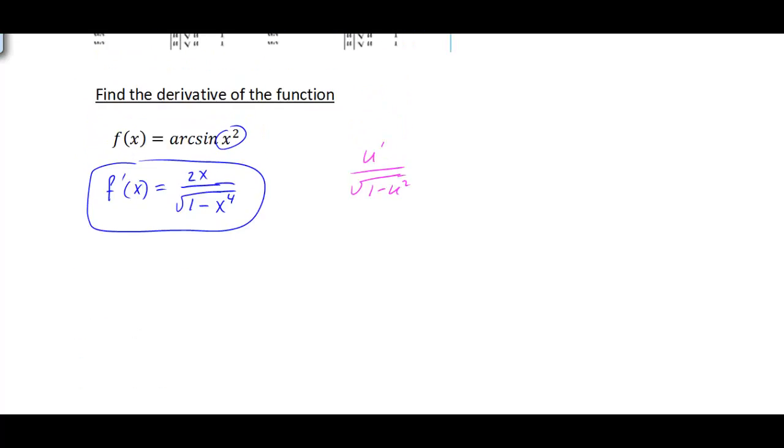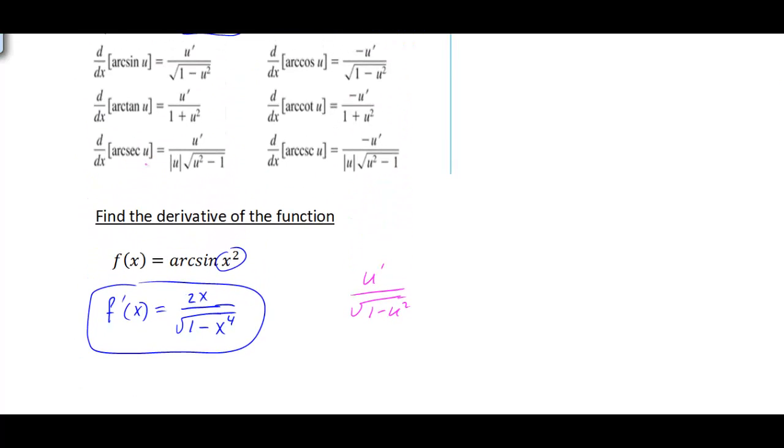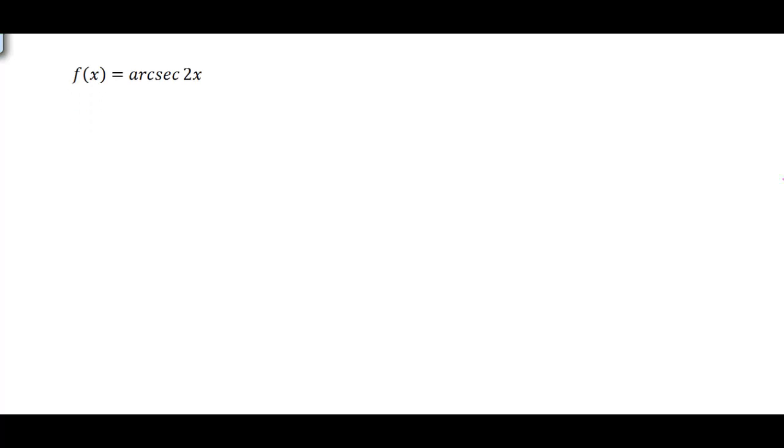All right, here's another example. We want to find the derivative of the arc secant of 2x. So we need to go to the top. What is the formula for arc secant? Well, the derivative of arc secant is equal to u prime divided by the absolute value of u multiplied by the square root of u squared minus 1. So we have, once again, u prime over the absolute value of u multiplied by the square root of u squared minus 1.